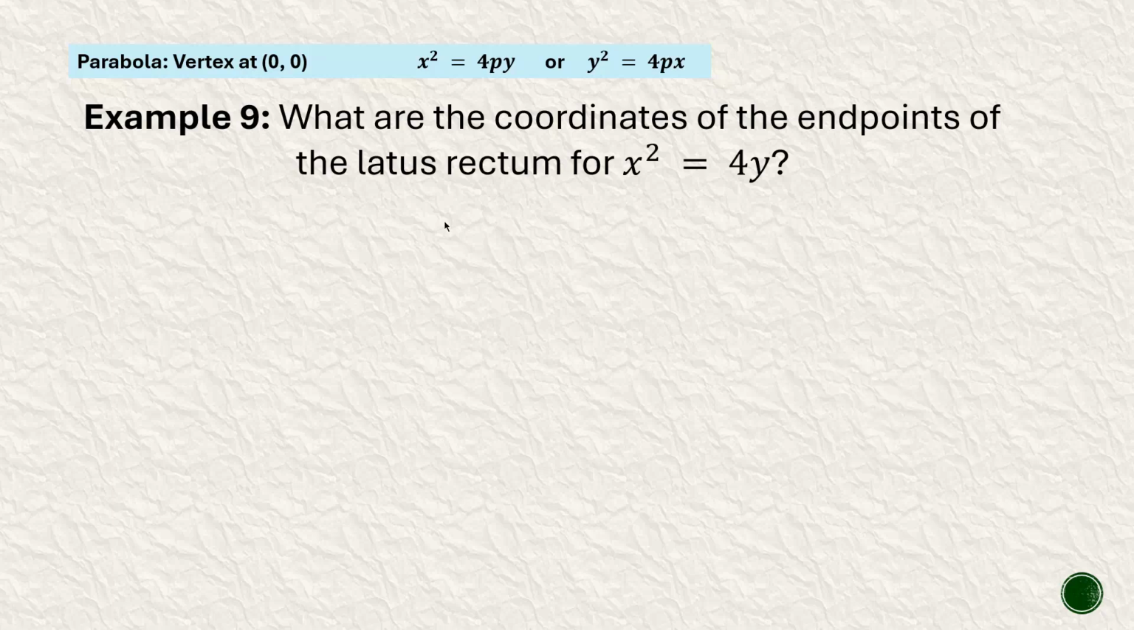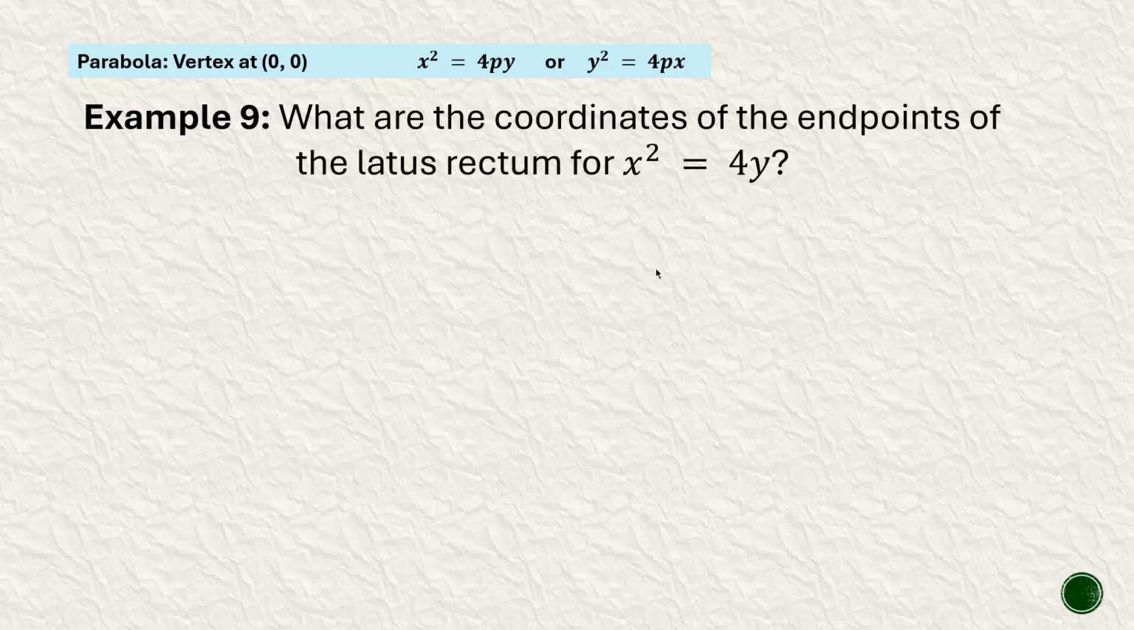Alright, so in this problem, we need to find the coordinates of the endpoints of the latus rectum for the parabola x squared equals 4y. Here, first we need to understand that the parabola opens upward. So how do we know that? Because the one with the square is x, and then on the right side, you can see it's positive 4y.